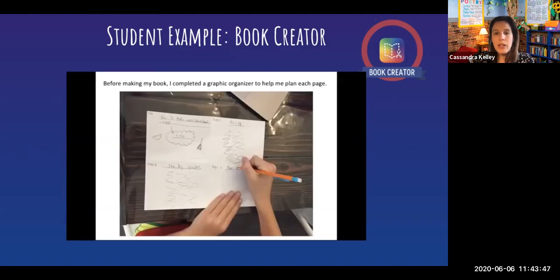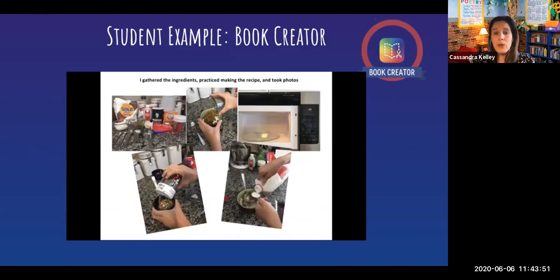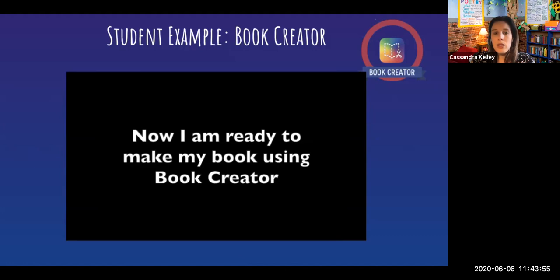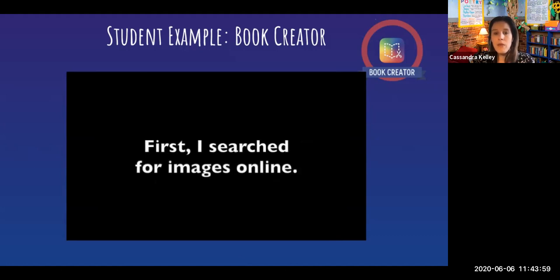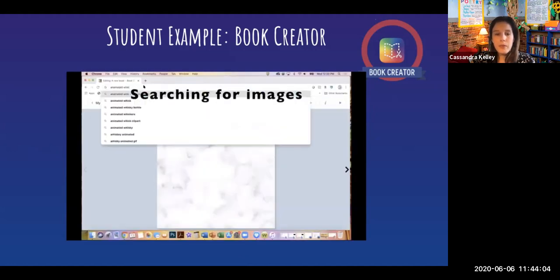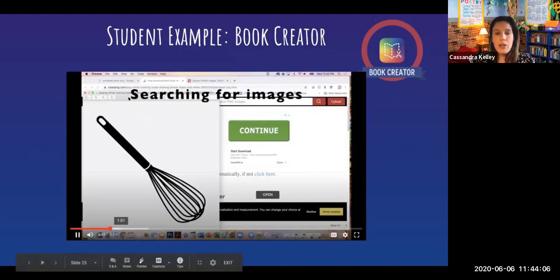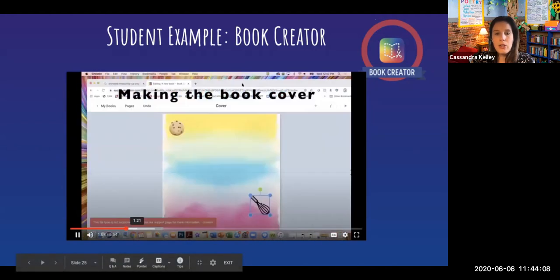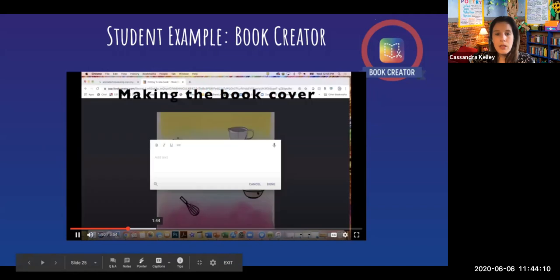So this is her planning with her graphic organizer. She actually did a real how-to of herself cooking, and she took pictures, and then now she's making her book. So it's telling you her process, looking for images. I'm going to skip through. Here she is in BookCreator, dragging and dropping her images. She's making her title.